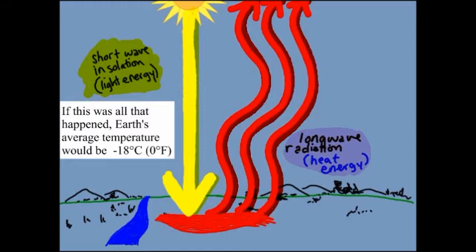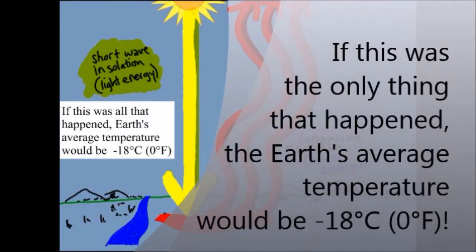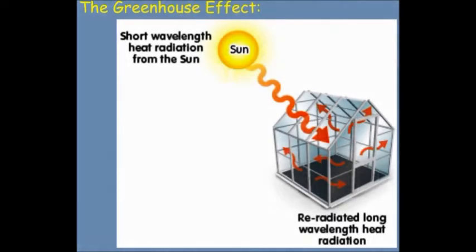So the basic way that the sun interacts with the atmosphere is that the shortwave radiation comes into the atmosphere, heats up the Earth, and then long wave infrared radiation in the form of heat heats up the air. Now, if this was the only thing that happened, the Earth's average temperature would be negative 18 degrees Celsius or 0 degrees Fahrenheit. Fortunately, we have something called the greenhouse effect.